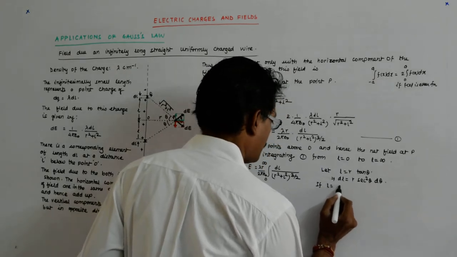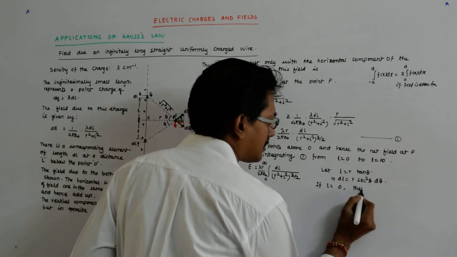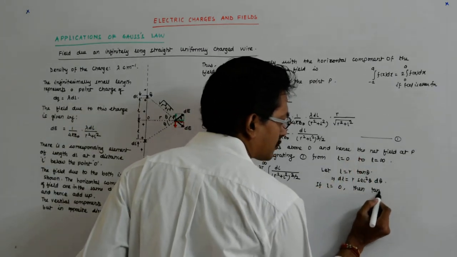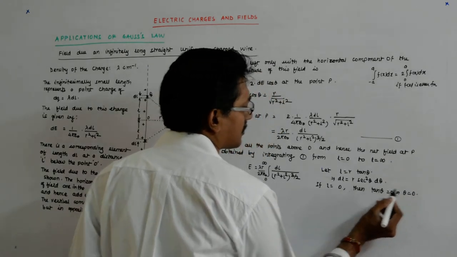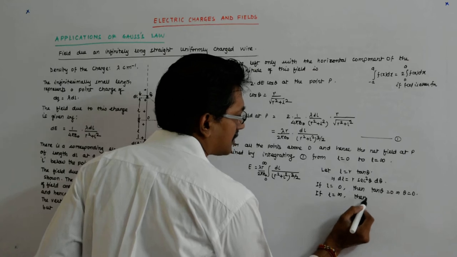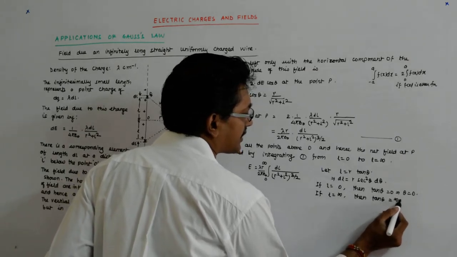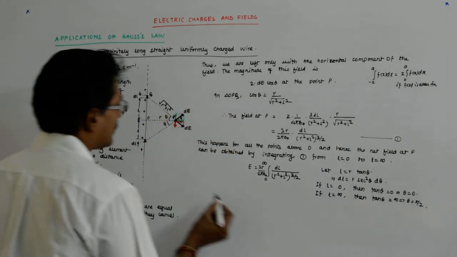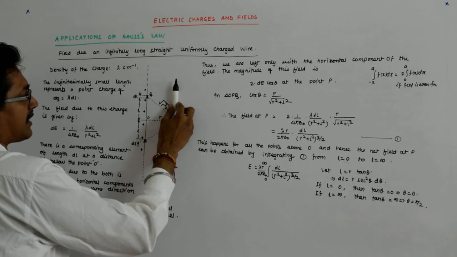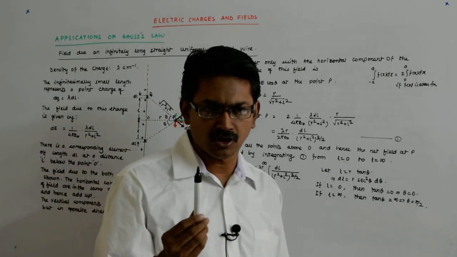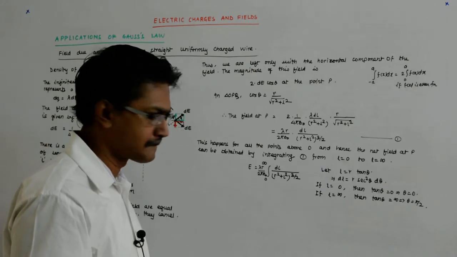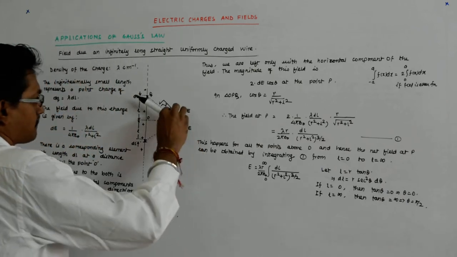If l is equal to 0, r is a fixed quantity, so tan theta is equal to 0. It implies that theta is equal to 0. If l is equal to infinity, then tan theta is equal to infinity. It implies that theta is equal to pi by 2. Even otherwise, if l goes to infinity, it becomes bigger and bigger, and a line going from here and touching infinity will become parallel to this line, is it not? This theta will go to pi by 2, no?